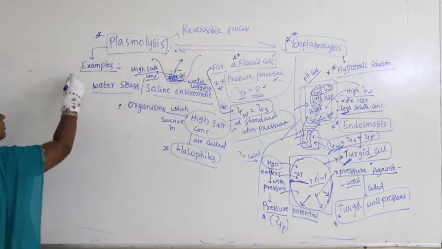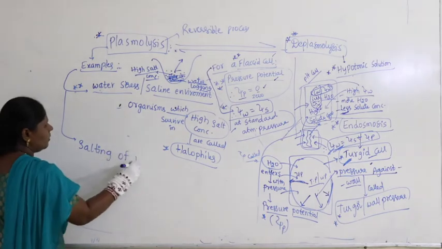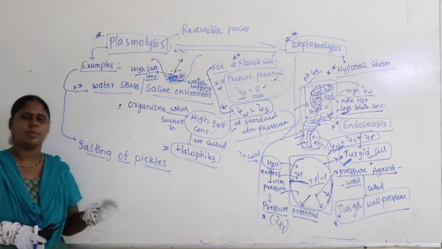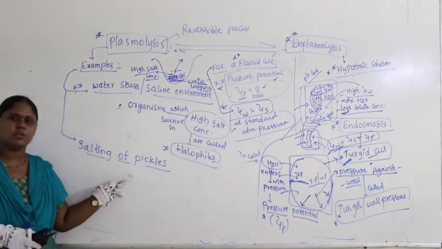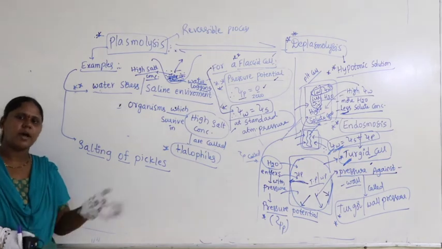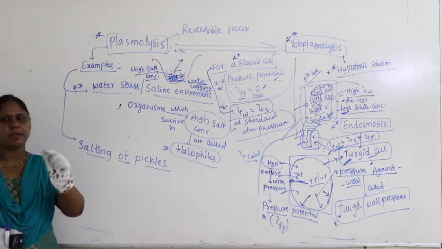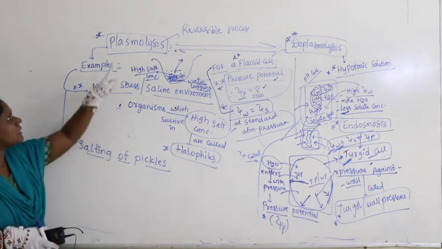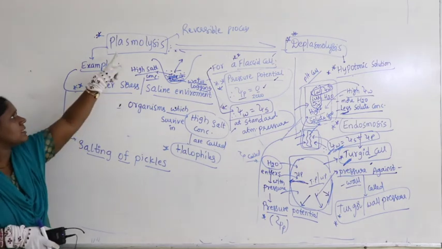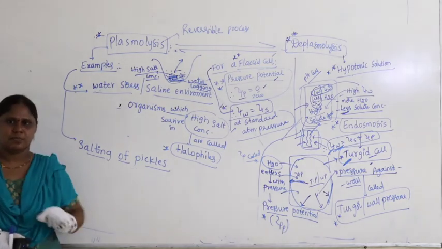Right. Now, let us talk about some more examples. This is one example. Then you can also take salting of pickles. You know, generally at home, mom keeps mango pickle in the summer season. Generally, you might have seen what they do. They take more mangoes, they add more salt. What happens when you add more salt here? From the mango piece, water comes out, because the mango piece is kept in high salt concentration. Outside the cell, outside the mango, you find more salt concentration. That means it is hypertonic. Then the mango becomes a flaccid cell.